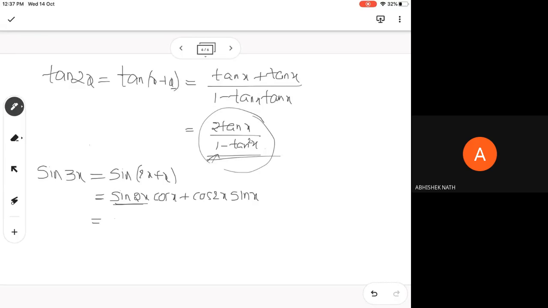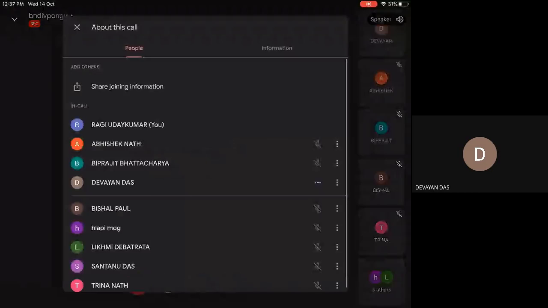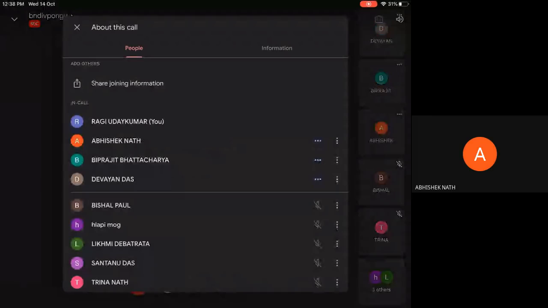This can be written as 2 sin x cos x, and here again cos x plus cos 2x. You try to write in the form of the sin. Can anyone say? Just now we have learned cos 2x. 1 minus 2 sin square x, or 1 minus... 2 cos square x minus 1, or 1 minus tan square x by 1 plus tan square x.